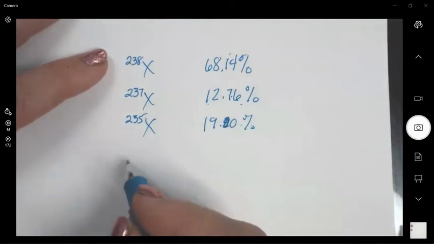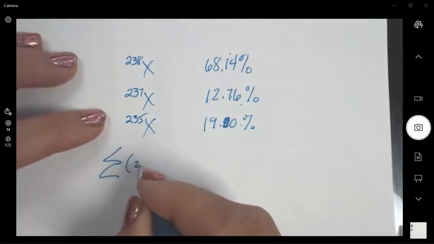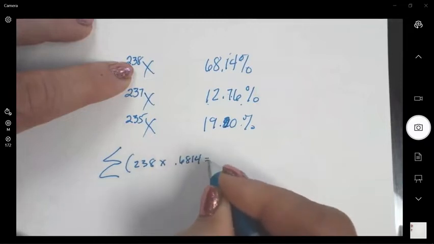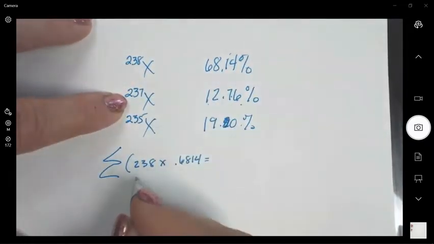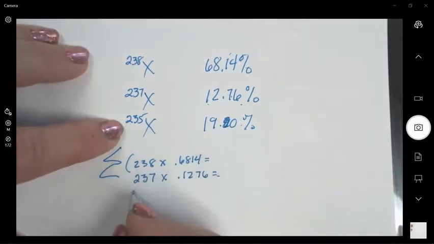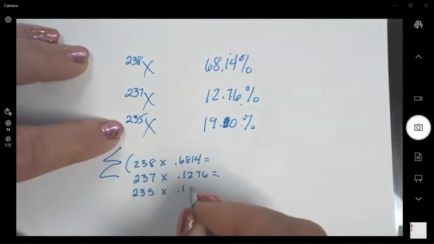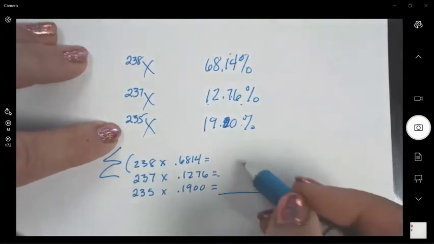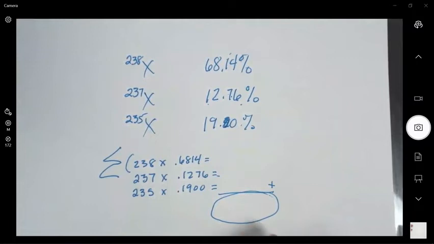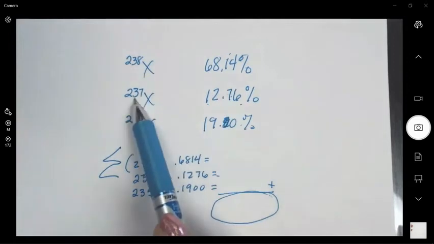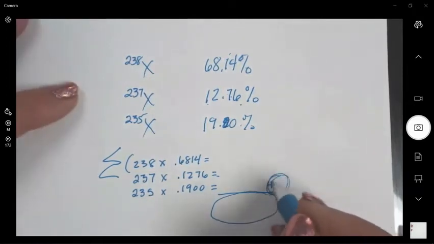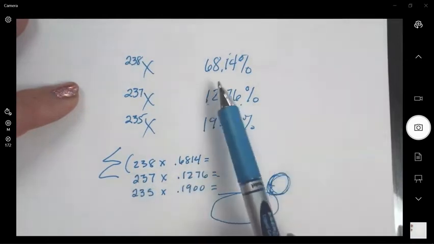But then you're going to take the mass, 238, and times that by 0.6814. So mass times abundance. Then you'll do 237 times 0.1276. And then you'll do 235 times 0.19 whatever. And then you will sum these up, and this will be your weighted average. So you're saying 68% weighs this, 12% weighs this, and 19% weighs this. The important thing is that you just add these up.